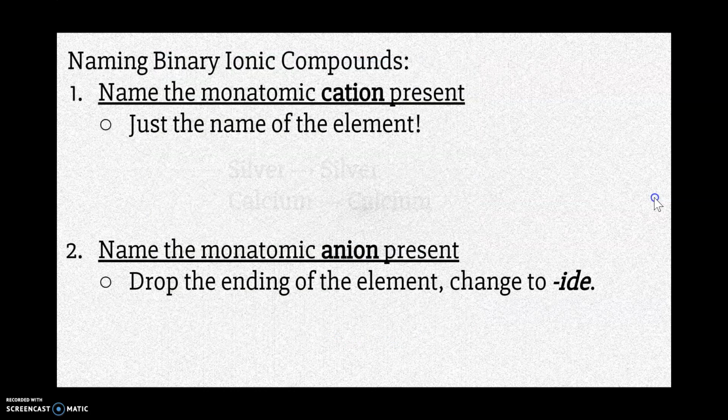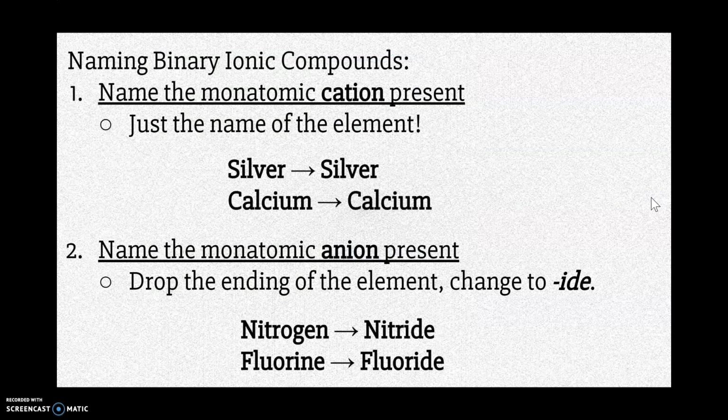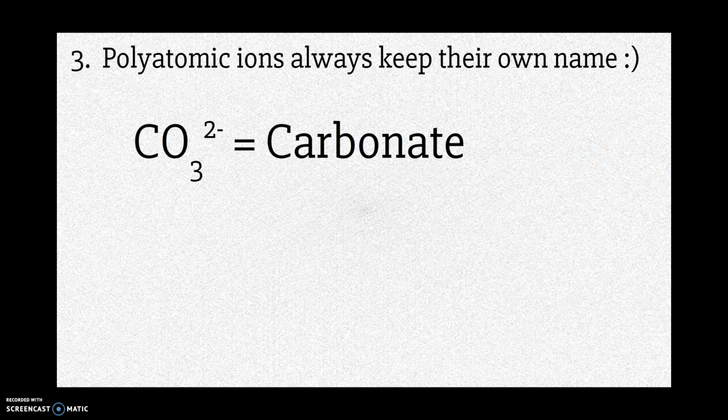Okay. So I'm going to hurry and just skip these really fast because we're going to come back to these tomorrow. But I want you to write down the 3 rules, and you can go ahead and pause these. So there's 1, name the monatomic ion cation present. Number 2, name the monatomic anion present. Notice that the ending changes to "ide." And the last rule is polyatomic ions always keep their own name, so you never change their name.